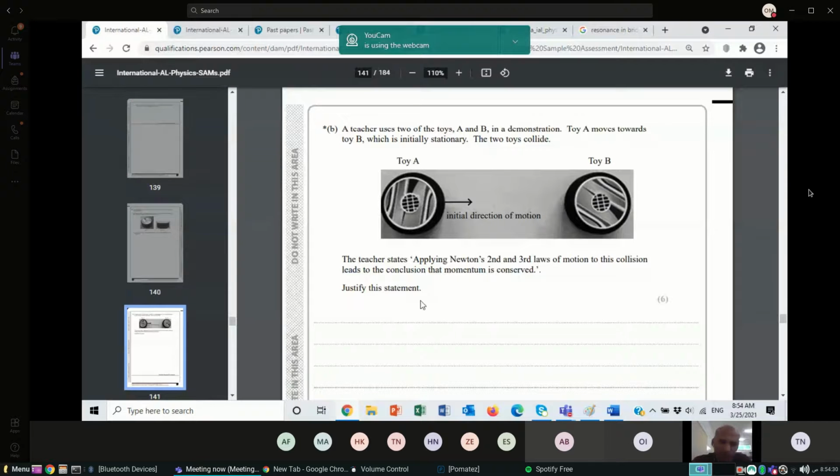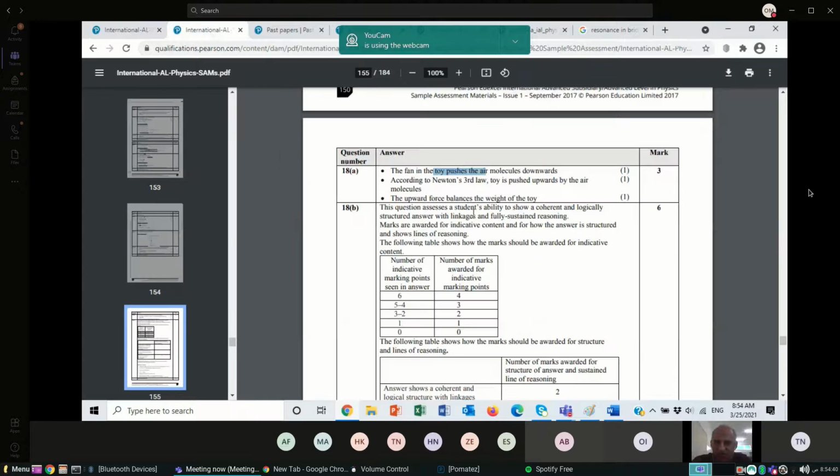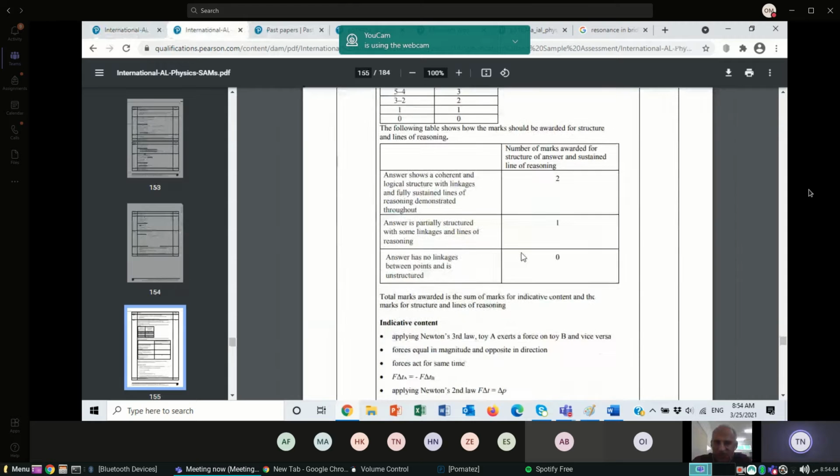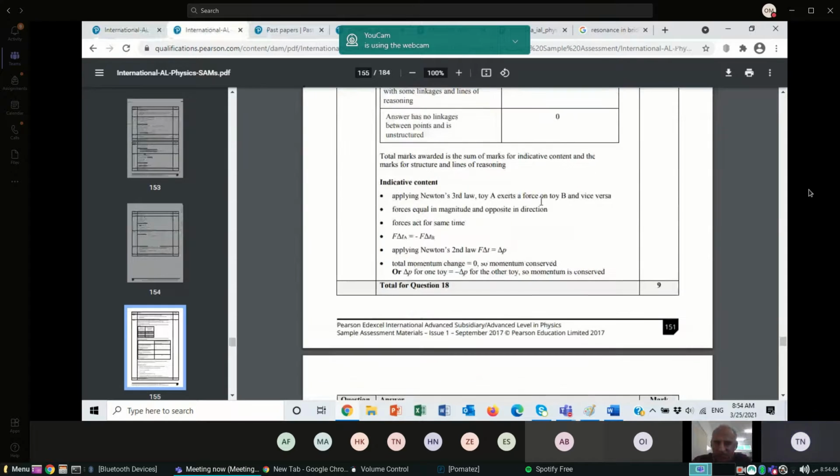Okay, this is momentum conservation, so it's easy. So we have to write about the momentum conservation. Toy A exerts a force on toy B and vice versa. Force is equal in magnitude and opposite in direction. Forces act for the same time. So this is applied in the second law. Total momentum change equals 0, so momentum is conserved. And impulse equation. So all these points you can write. But why these points?